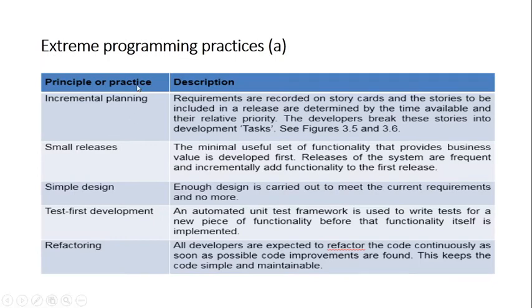Now, the principles or practices which are important, just quickly describing them. Incremental planning is there. Requirements are recorded on story cards, and the stories to be included in a release are determined by the time available and their relative priority. The developers break these stories into development tasks. Small releases: we know that the minimum useful set of functionality that provides business value is developed first. That means we get it prioritized by the customer. The core ones are released in the first one, right?